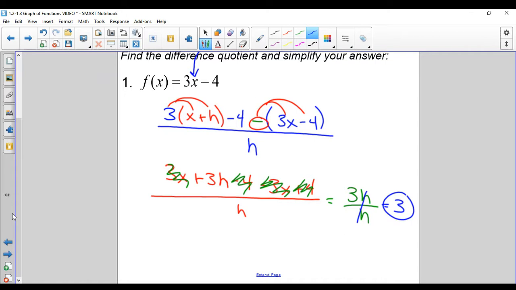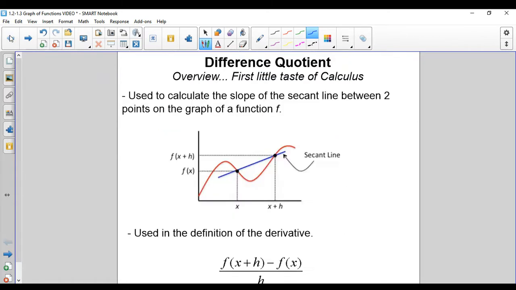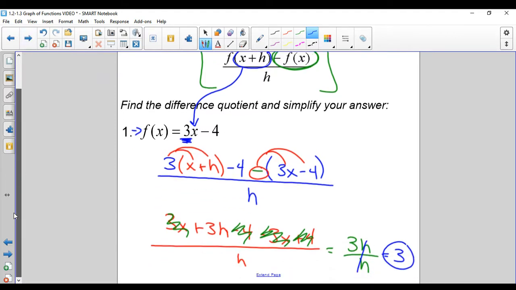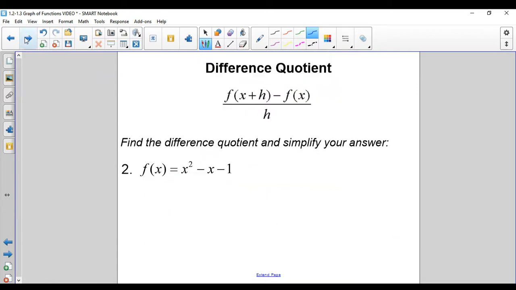That should make sense to us. I said on this first slide, it's used to calculate the slope. I gave you a linear equation first. The slope of this line is 3, so that should have matched up, and it did. So we're good to go on that one. Let's look at one more.